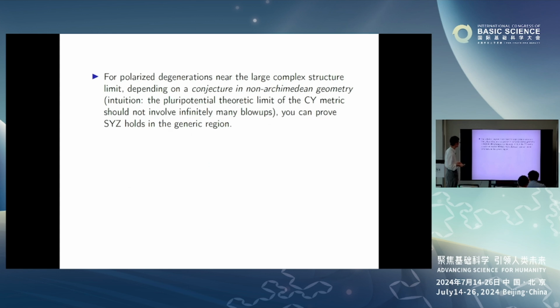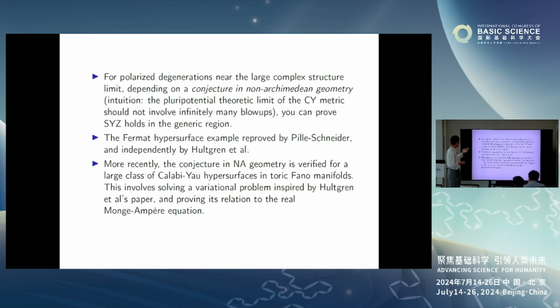There's a somewhat general result based on a conjectural statement in non-Archimedean geometry, which would imply the existence of special Lagrangians, at least in generic regions, in fairly general contexts, but that is not fully proved. The Fermat hypersurface example was recently revisited by Léonard Pille-Schneider and independently by Yang Li, and others. Those people improved the previous results a little bit. And more recently, the conjecture in non-Archimedean geometry was verified for a quite large class of Calabi-Yau hypersurfaces inside toric Fano manifolds. What's involved is trying to solve a variational problem, which is basically about a real Monge-Ampère equation, essentially.